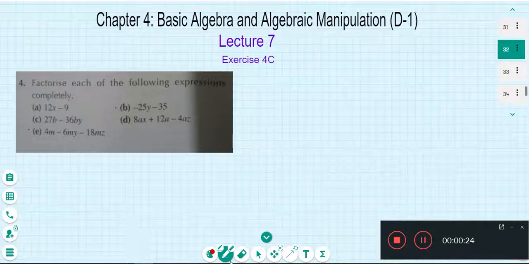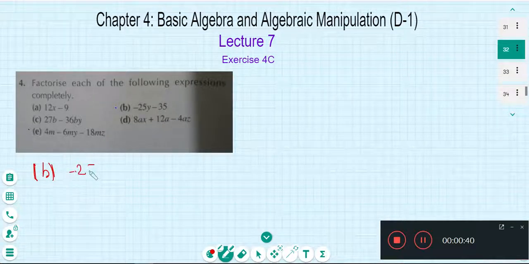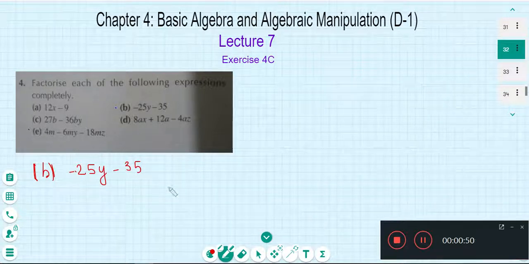Question number 4 first. Factorize each of the following expressions completely. So we have to factorize the expressions in part. I'm doing part B first. In part B we have negative 25y minus 35. So factorize means you have to take common. So minus and minus. Minus can be taken as common in the two terms.